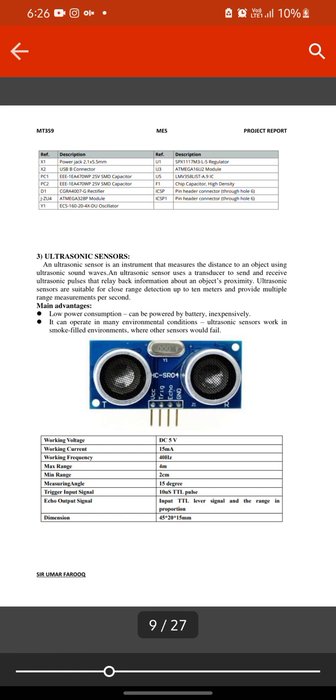It works on a DC voltage of 5 volts and 15 milliampere of current. The working frequency is 40 hertz, the maximum range is 4 meter, and the minimum range is 2 centimeter. The measuring angle of this is 15 degrees. If an object is placed between 0 to 15 degrees, the ultrasonic sensor will detect it. Otherwise, it won't. Trigger input signal dimensions are 45 by 20 by 15 millimeter total area.